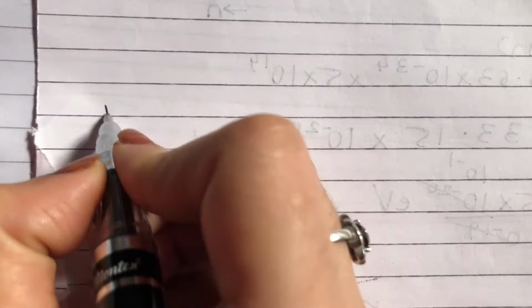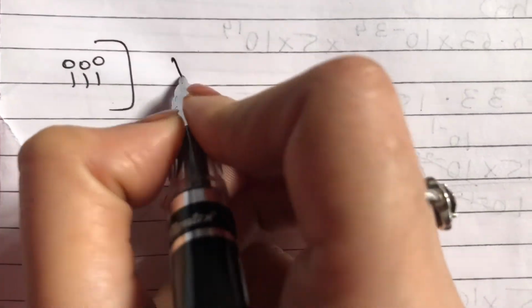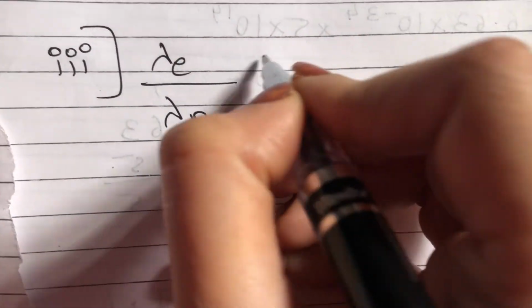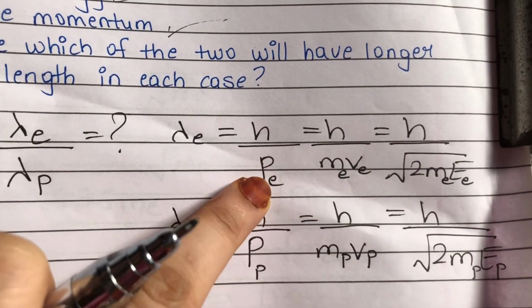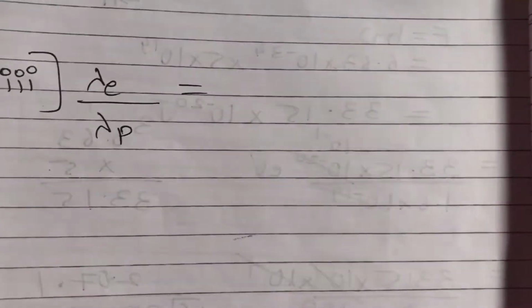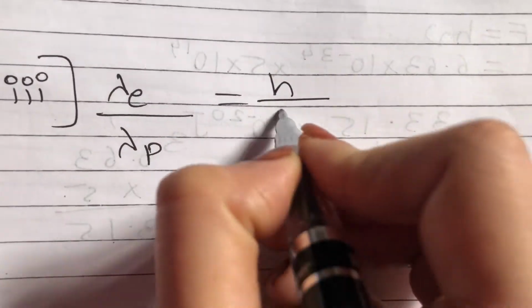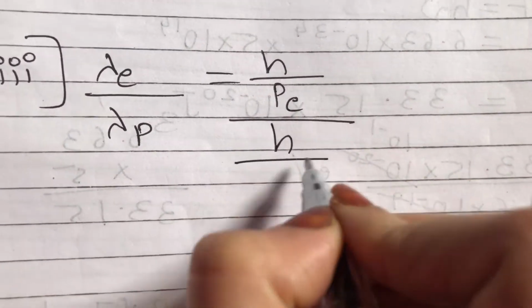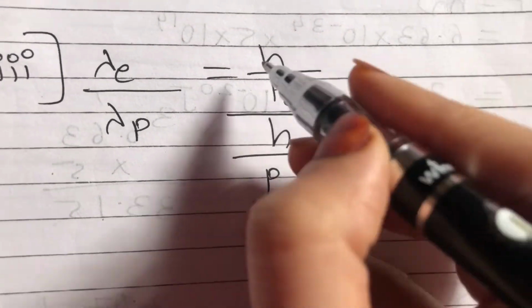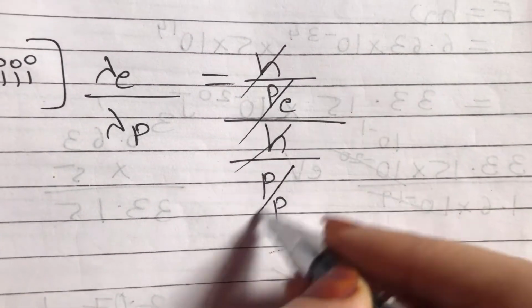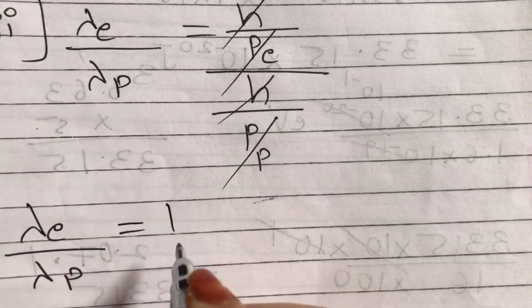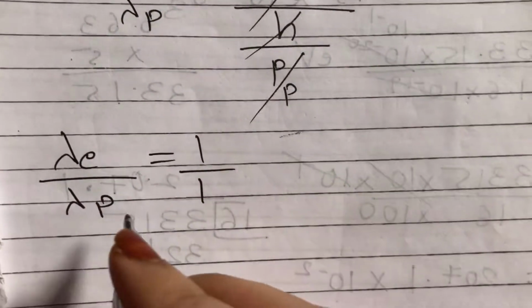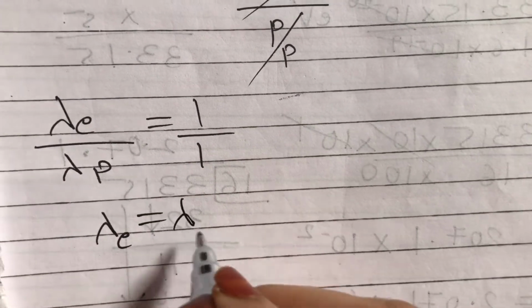Now it is the third case. Wavelength of electron upon wavelength of proton. It is about same momentum. This formula contains momentum, so we will be using h upon momentum of electron upon h upon momentum of proton. Same momentum; h is Planck's constant and momentum is also the same. So wavelength of electron upon wavelength of proton is equal to 1 upon 1. So wavelength of electron is equal to wavelength of proton.